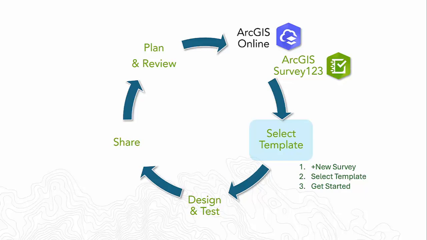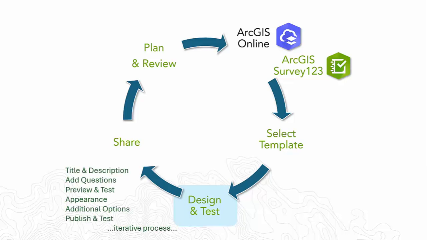The next step is to design and test the survey. There are a number of steps in this particular stage of the process. You will have to do things like create your titles, labels, descriptions, add those questions, preview and test those questions, change the appearance of the actual survey. There's some additional options in there as well around language, for example, and then publish and test again. And this is an iterative process. So make sure, even for a simple survey that we're going to create here, bake in a little bit of time to do this.